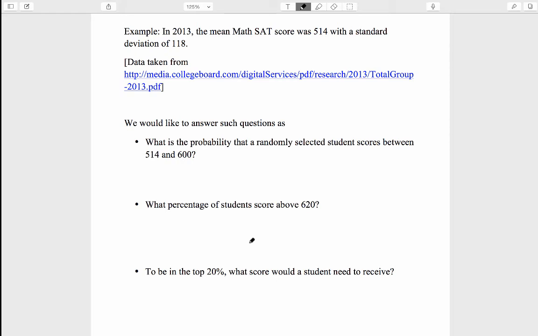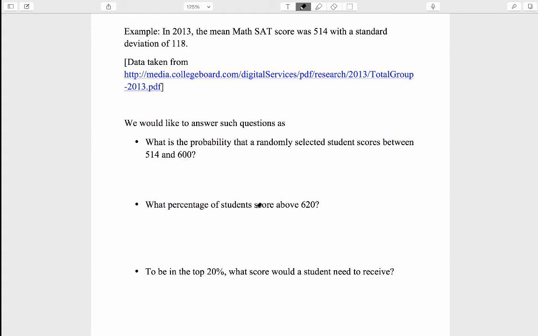In 2013, the mean math SAT score was 514 with a standard deviation of 118. I'm not making it up, this comes from the College Board. We would like to answer such questions as, what is the probability that a randomly selected student scores between 514, that's exactly the mean, and 600? Now that is not a whole number of standard deviations away from the mean. We're going to need to adapt what we just did with the standard normal to this example where the mean is not 0 and the standard deviation is not 1. But we're still going to need to look up values in that table.